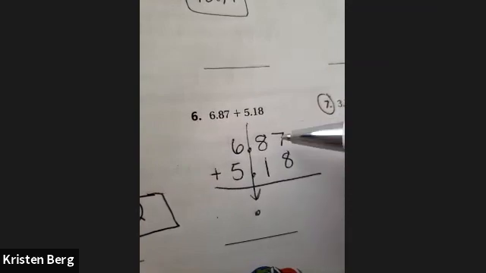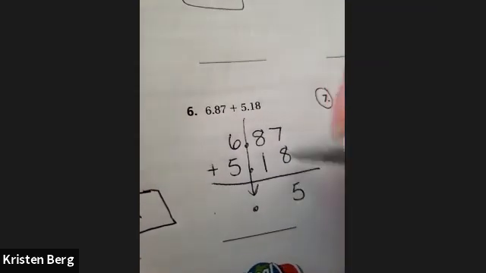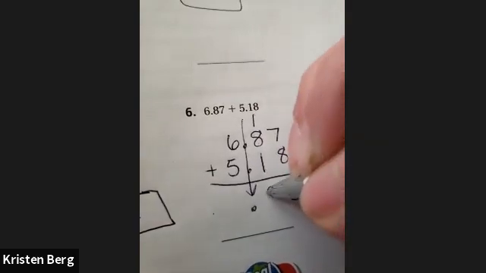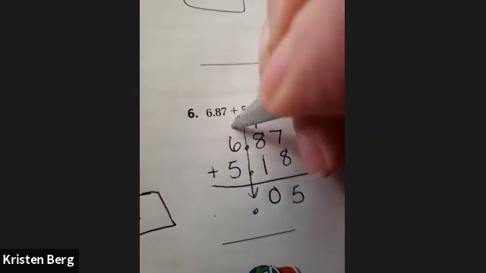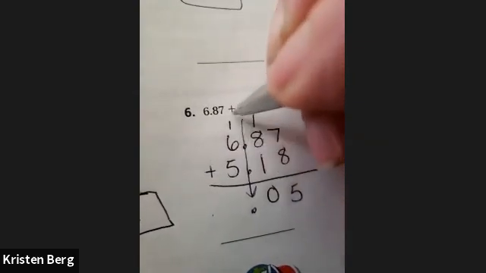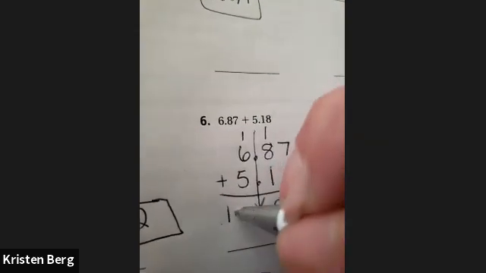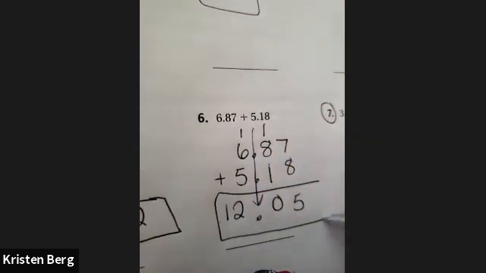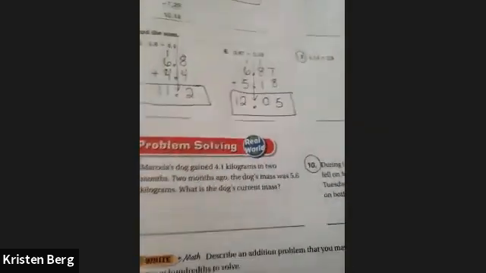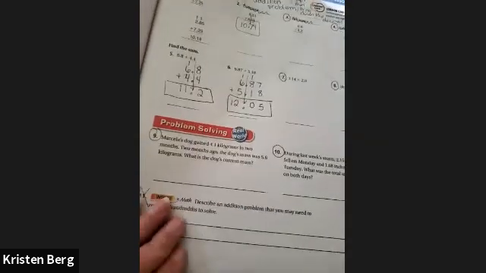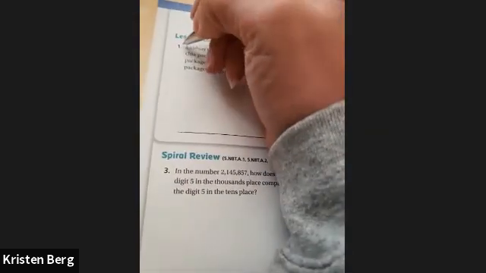So 8 plus 7 is 15, carry your 1. 8 plus 2 is 10. So I'm going to put the 0 down, carry my 1. Now this is 7 plus 5. That is 12. So therefore this is your answer for that. And so then you have the rest of that page to do. And then on the back, you will have all 6 of these.